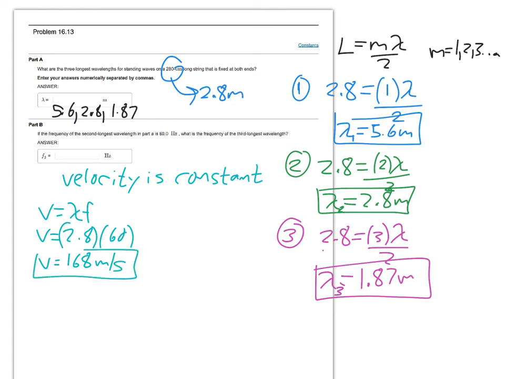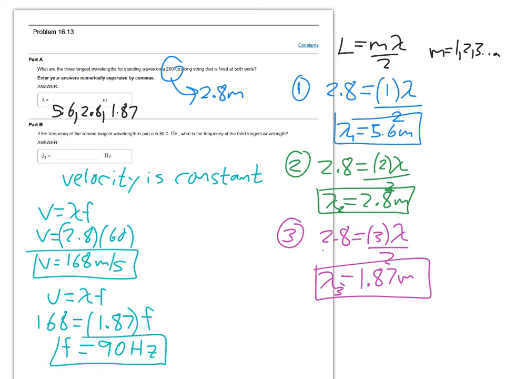I can now use that velocity to figure out the frequency for the third wavelength. So I say velocity equals wavelength times frequency yet again. 168 equals the wavelength for my third one, which is 1.87, times the frequency. And so I end up getting a frequency of 90 hertz. It should obviously be higher because it's a smaller wavelength, so we're going to have a higher frequency to maintain the same velocity.